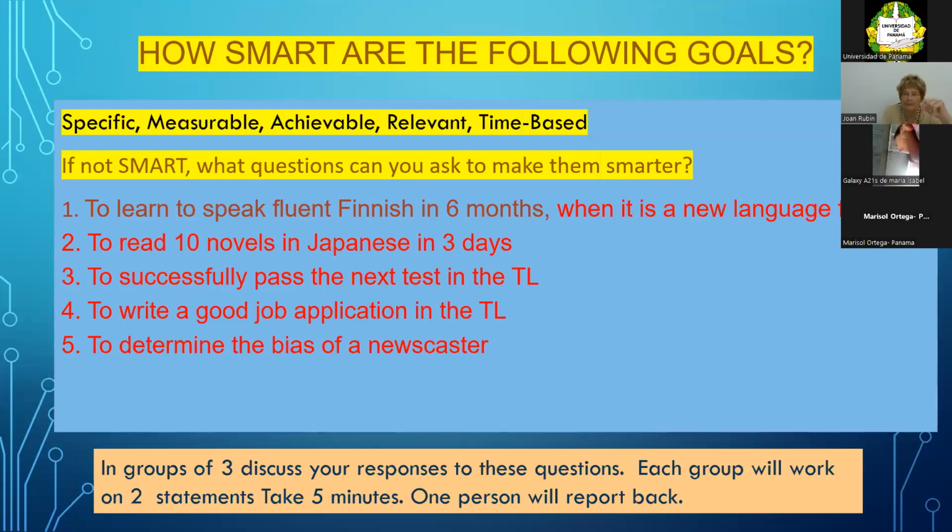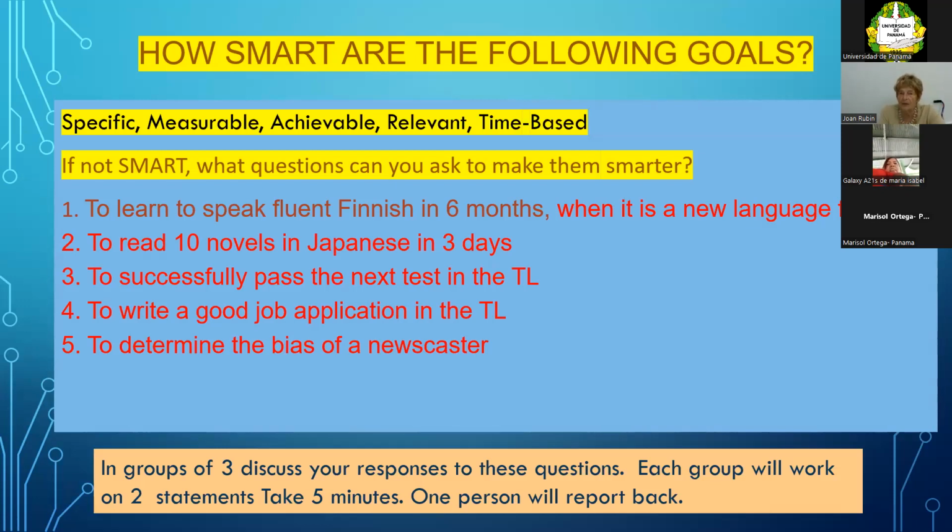Because, I mean, they don't seem to. Okay, thank you. Improv. Okay, if they're not smart, what questions can you ask to make them smarter? Let me do the first one: to learn to speak fluent Finnish in 6 months when it is a new language to you. And the questions I would ask is, you don't know any Finnish, right?